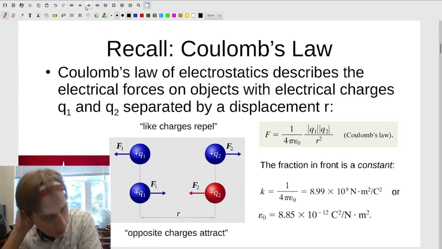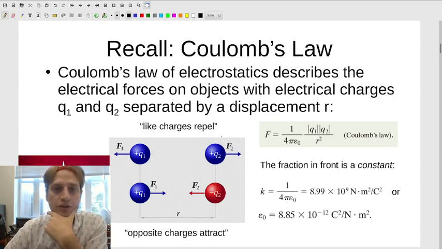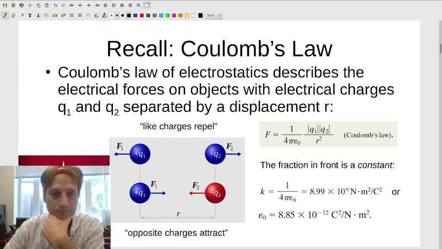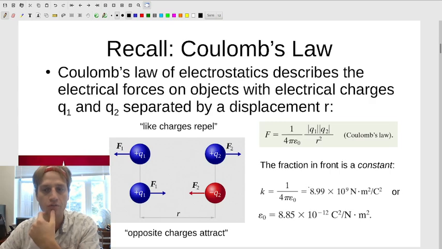The other thing that we talked about last time that's extremely important for us to remember is Coulomb's law. Coulomb's law describes the electrical forces on objects with electrical charges Q1 and Q2 separated by some distance r. The Q's go on the top, Q1 times Q2. Those are like the masses in Newton's law of universal gravitation. The r's are how far their centers are from one another. And this number in front is a big number, right around 9 times 10 to the 9 newtons times meters squared over coulombs squared. Remember, the meters squared are to cancel out the units of the distance, and the coulombs squared are to cancel out the units on the charges.